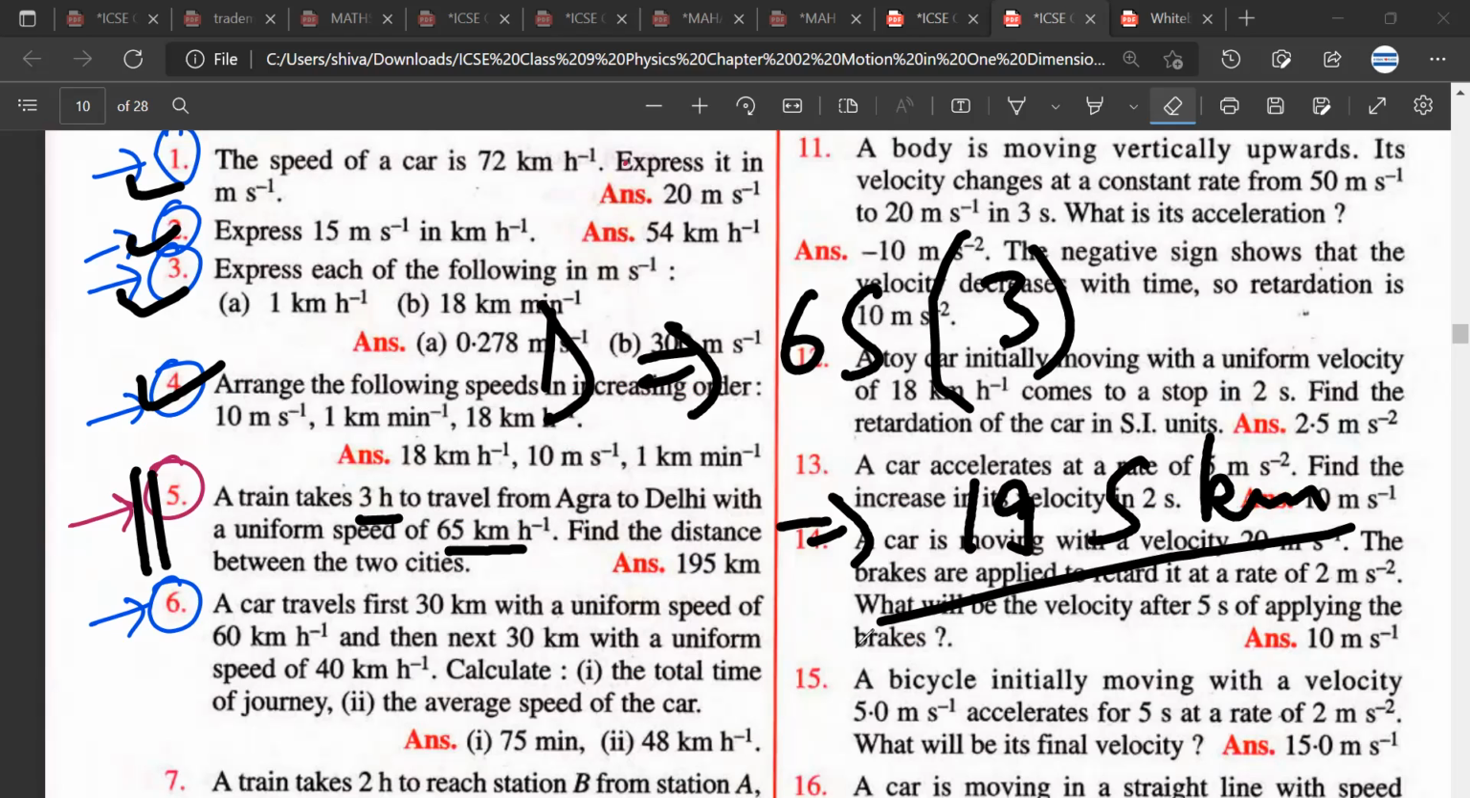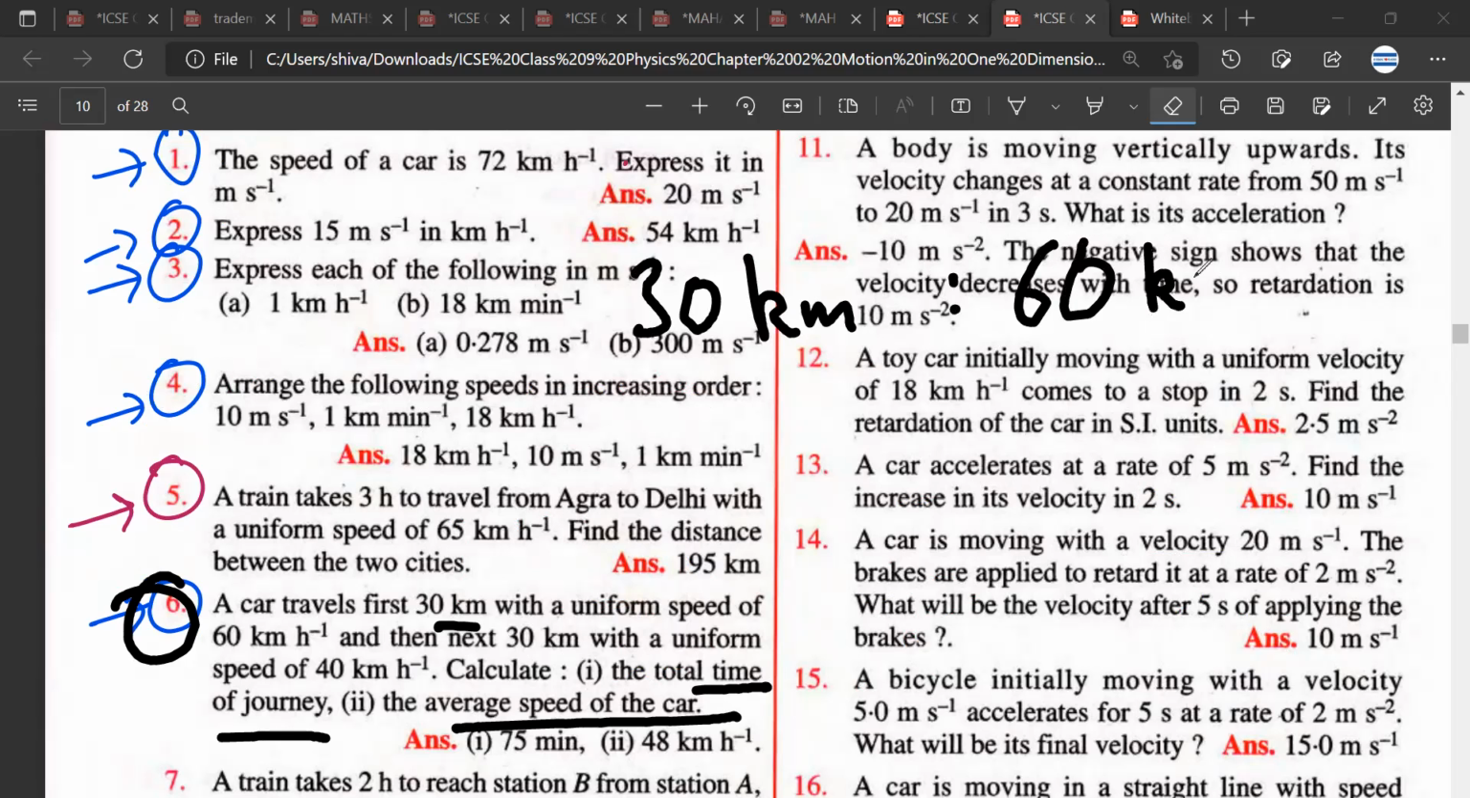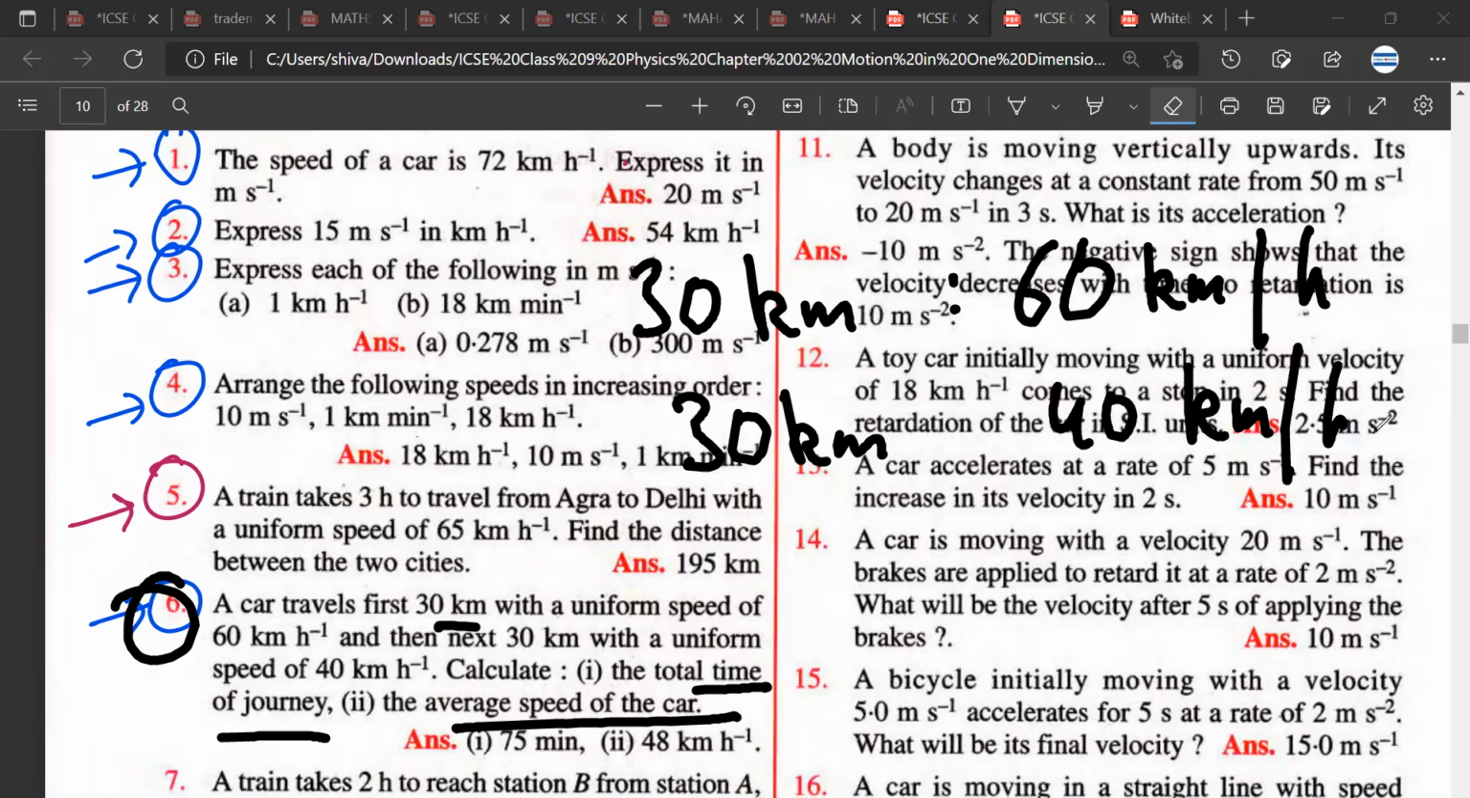Now look at question number 6. They are asking us the total time of journey and the average speed of the car. Let us try to understand this. The first 30 kilometer with a uniform speed of 60 kilometer per hour, and the next 30 kilometer with a uniform speed of 40 kilometer per hour. This is the data which is being given to us.